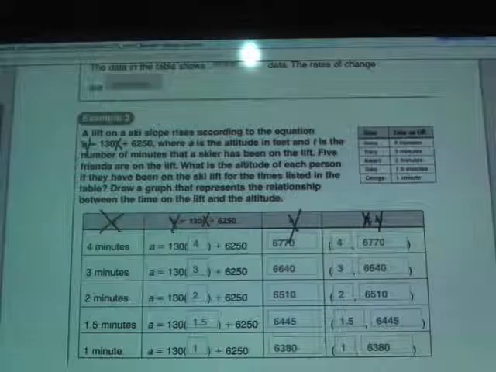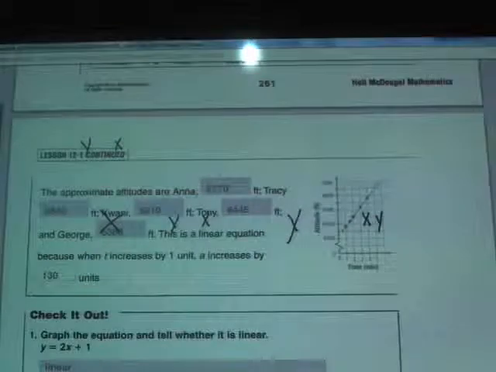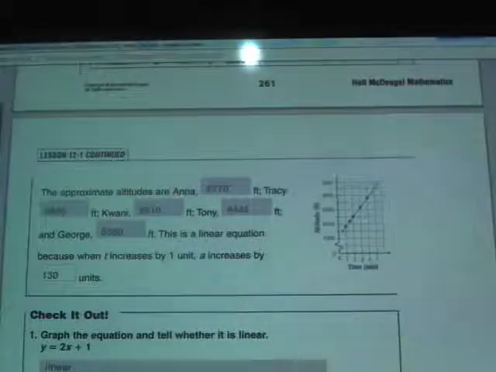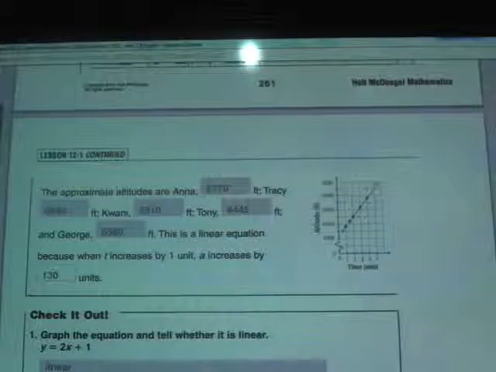All right, so let's continue on. We've filled out the table there. Now we're going to go ahead and go down and take a look at the graphing here. All right, so Anna's at 6770, Tracy's at 6640, Kwani's at 6510, Tony's at 6445, and George is at 6380. So we're going to go ahead and graph those here.